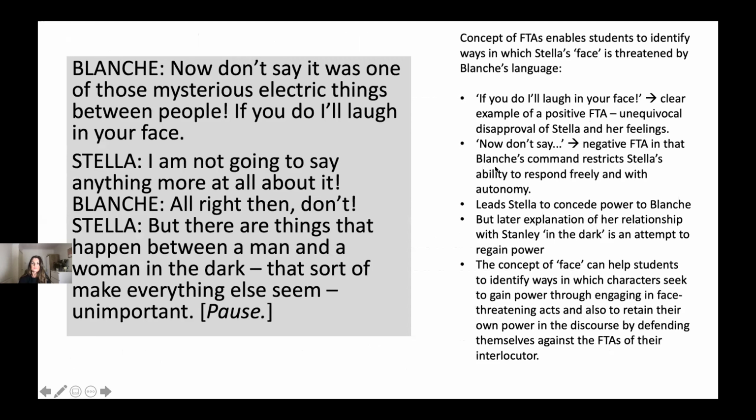So here's an example of an exchange between Blanche and Stella, and again it becomes a little bit easier to understand how this works if we look at this in practice, how we'd apply it.